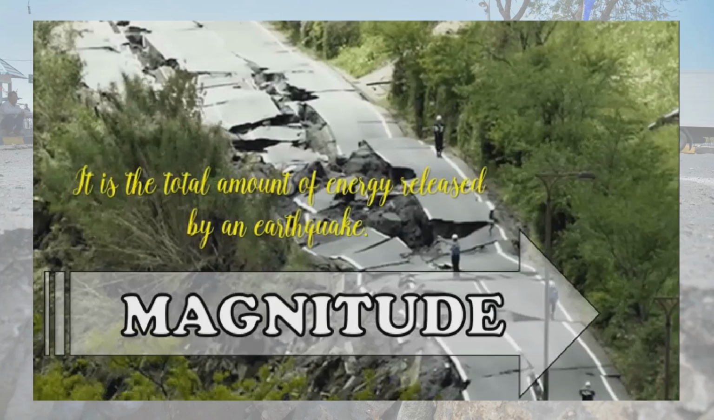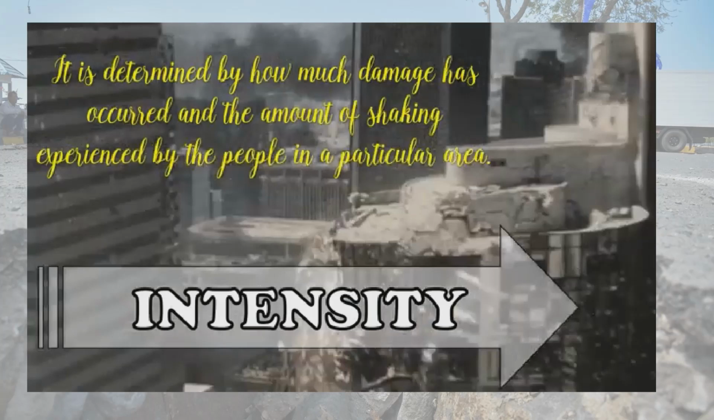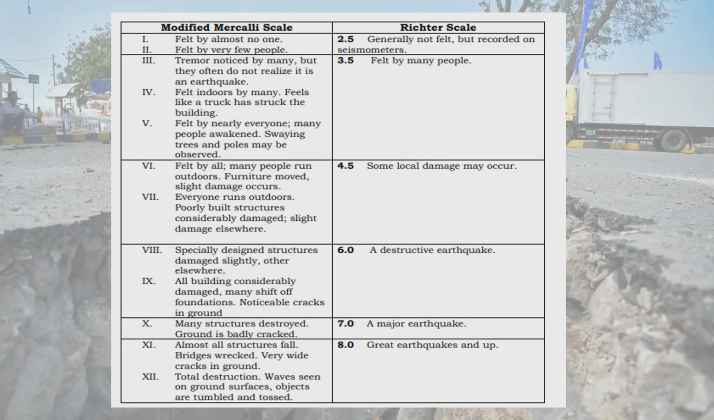Okay, let's differentiate between magnitude and intensity. Intensity is determined by how much damage has occurred and the amount of shaking experienced by the people in a particular area. So we just defined magnitude and intensity. This is the modified Mercalli scale, and its counterpart is the Richter scale. So what is the meaning of this? The modified Mercalli scale measures the intensity of an earthquake, and the Richter scale, as we said earlier, measures the magnitude.